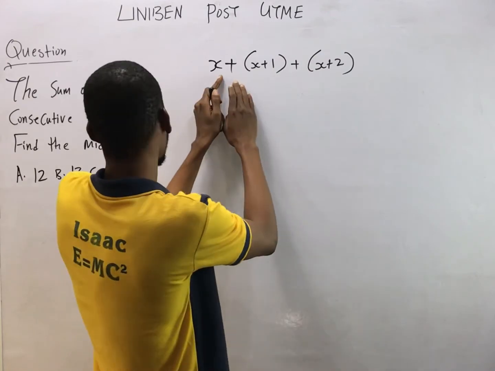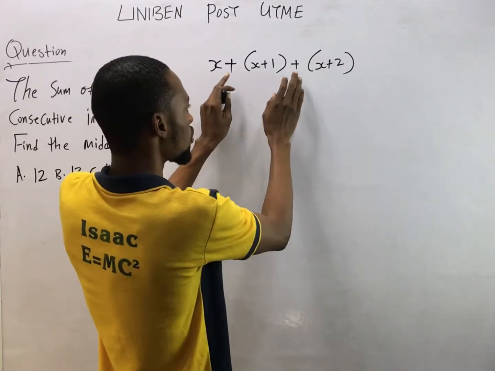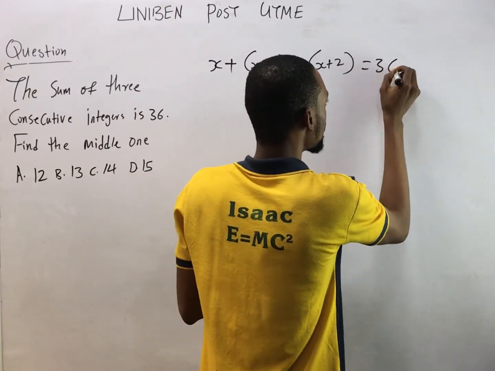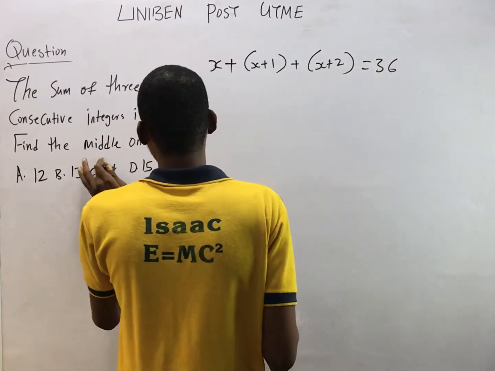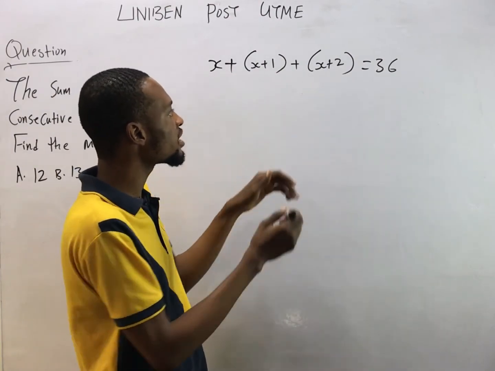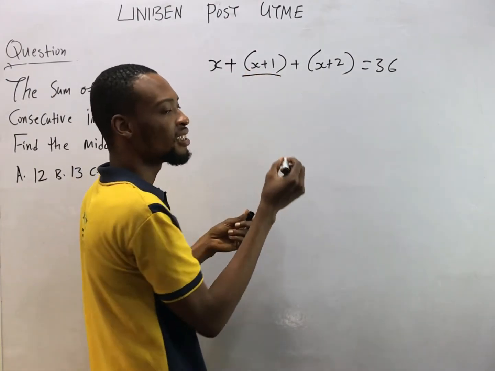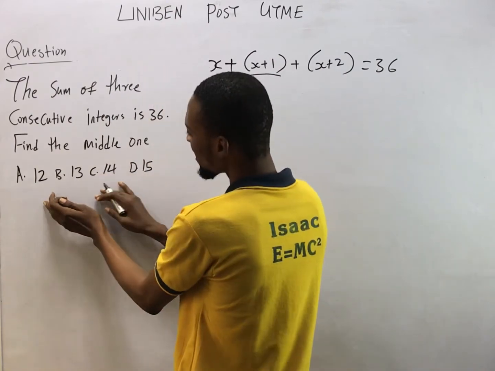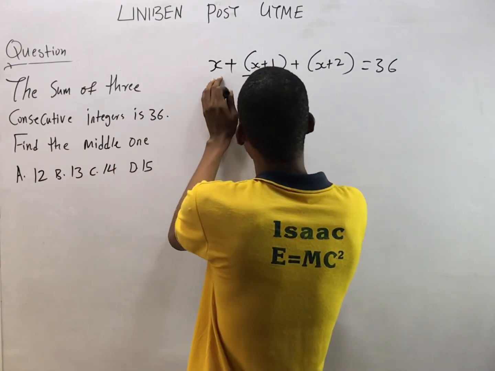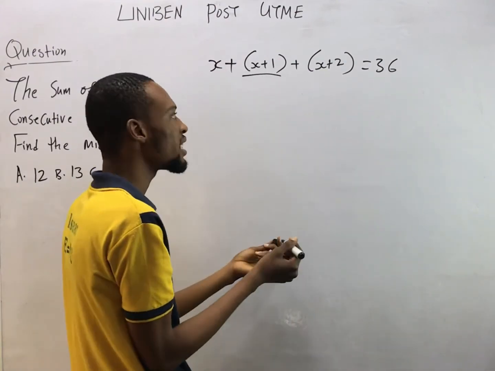So they said it's sum. Sum means addition. So we'll add these 3 consecutive numbers. They say we'll get 36. And they're asking us for the middle one. Looking at these numbers, this is the first, second, and third. This is the middle number, right? Now looking at the options, they want a value. We need to solve for S. How do we do that?